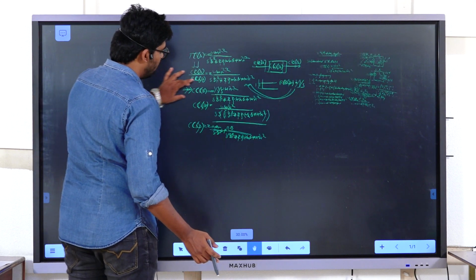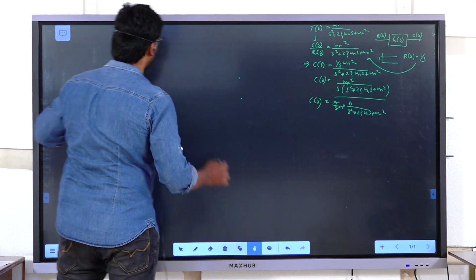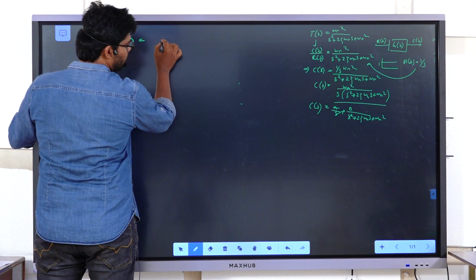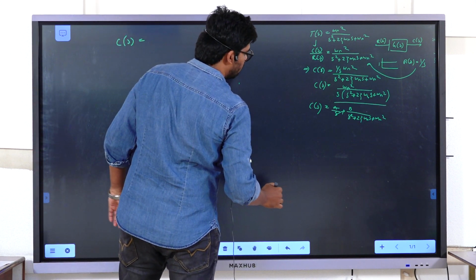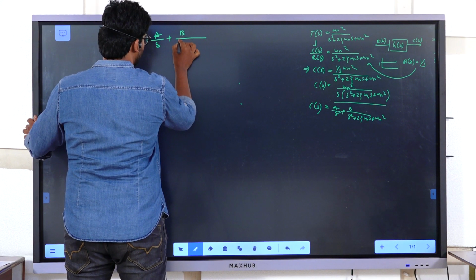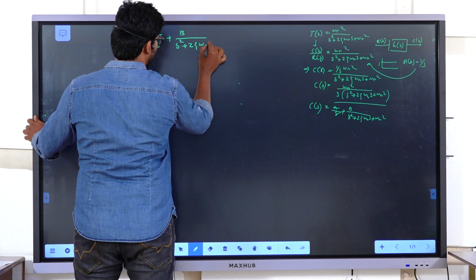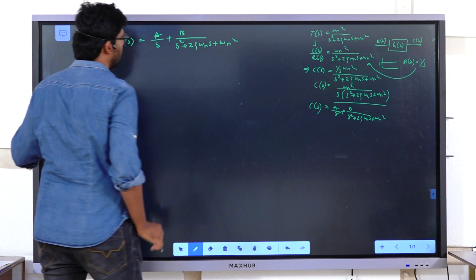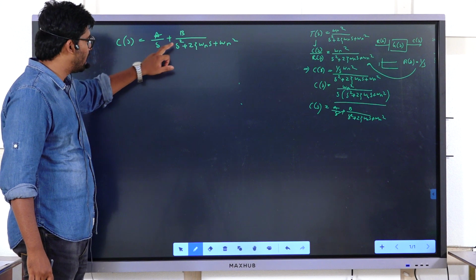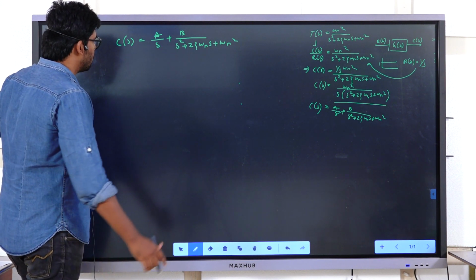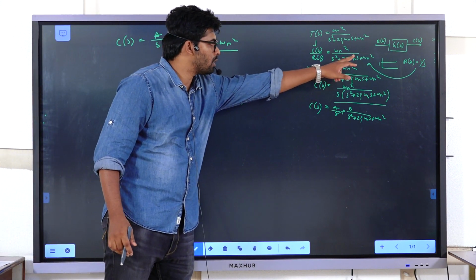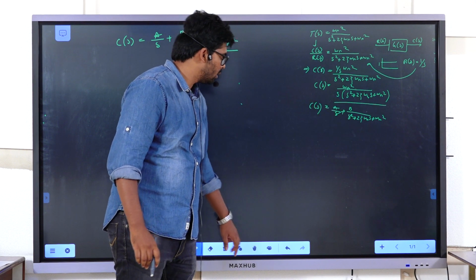I'm writing that final equation: C of s equal to A by s plus B by s square plus 2 zeta omega n s plus omega n square. Now I need to do the Laplace inverse for this function. This is a second order function, so we have the second order roots. As I said before, the response of the system will depend on the damping factor, that is zeta.